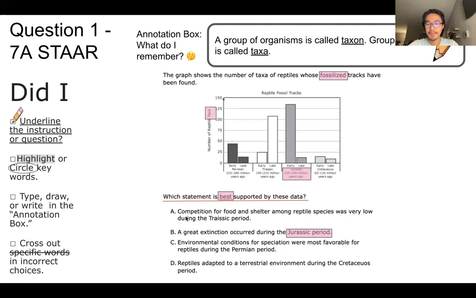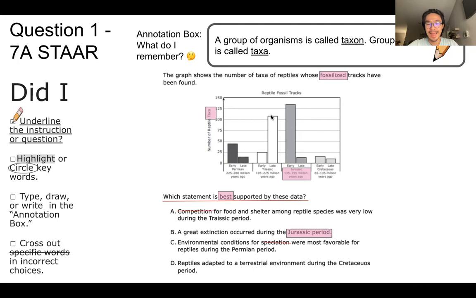So let's look at A. Competition for food and shelter among reptile species was very low during the Triassic period. Let's get Triassic over here. So we see the number of taxa actually increased. Okay. So just because it increased, it doesn't actually tell us about necessarily what they ate if they had to compete. We just knew that they increased. There could be many reasons for there to be more taxa.